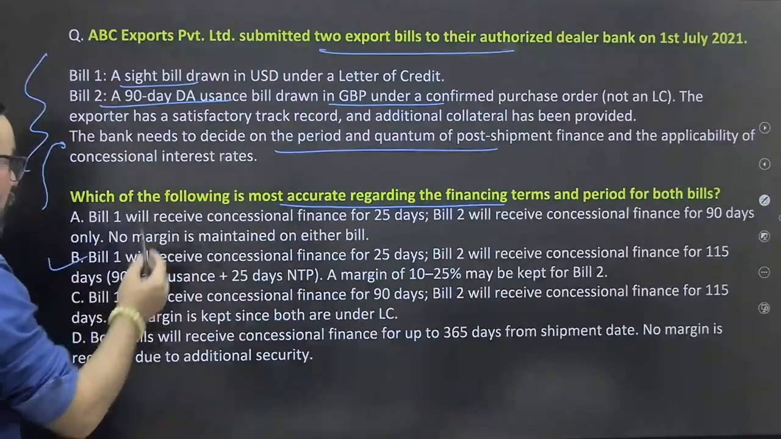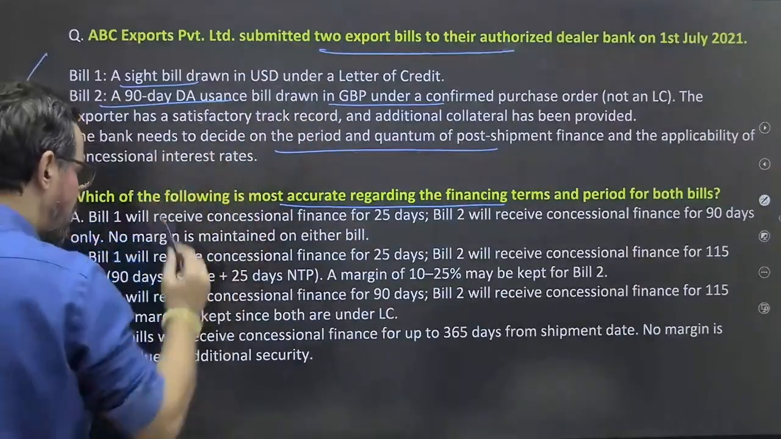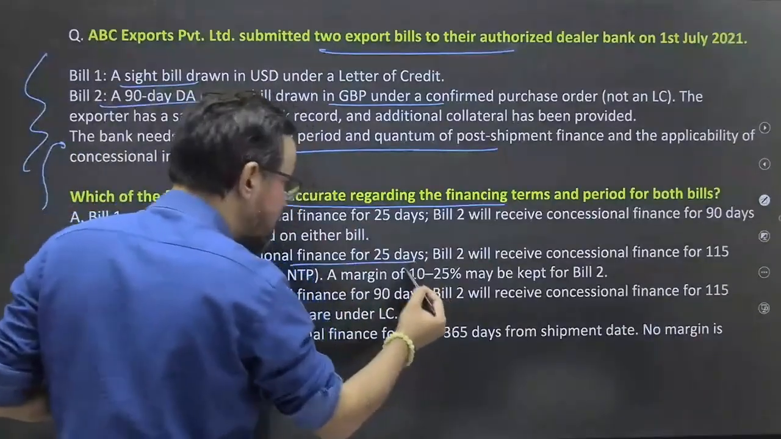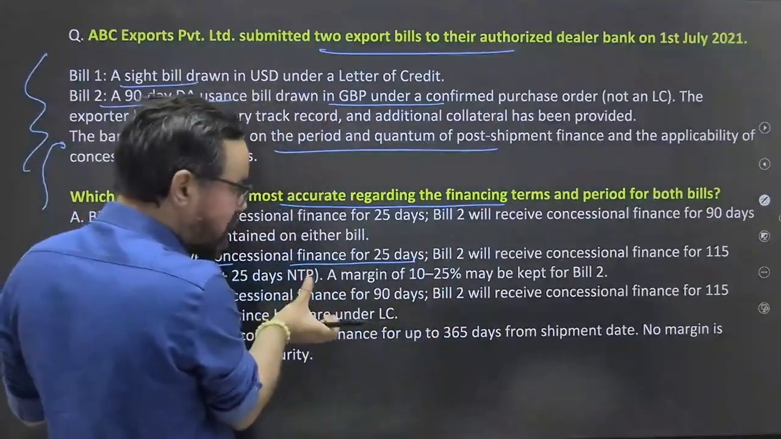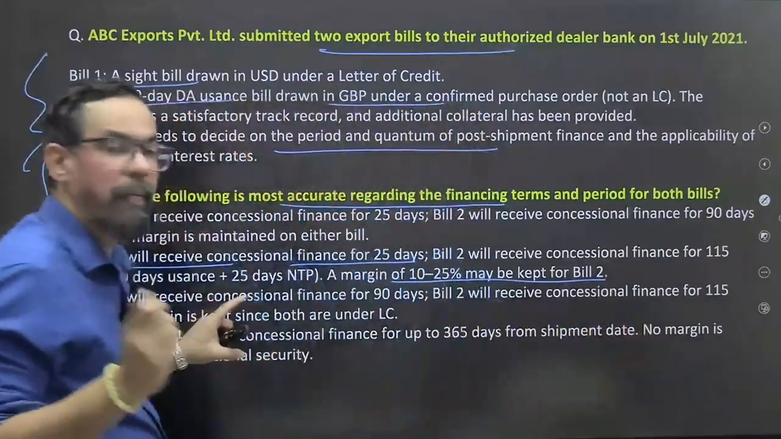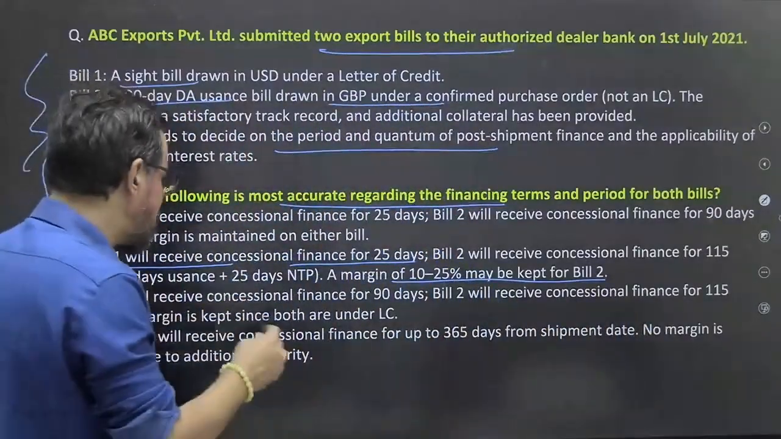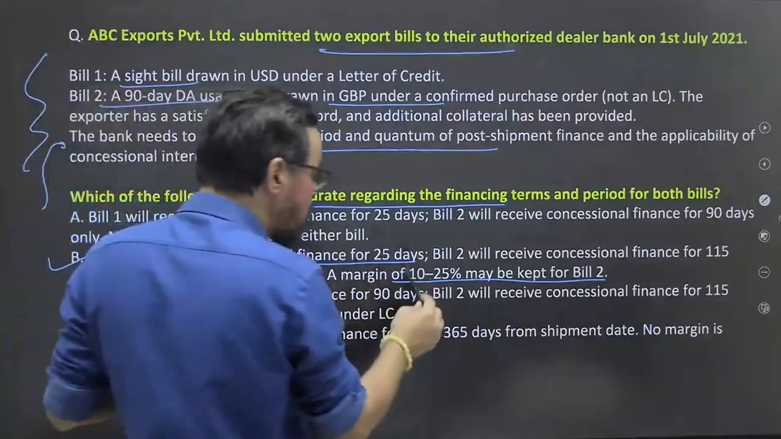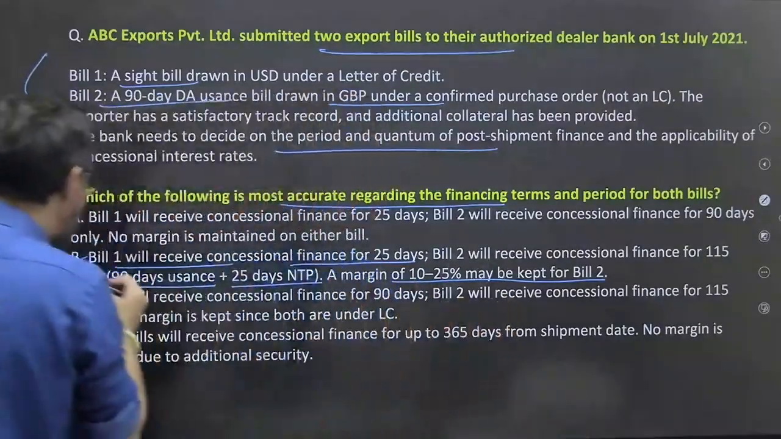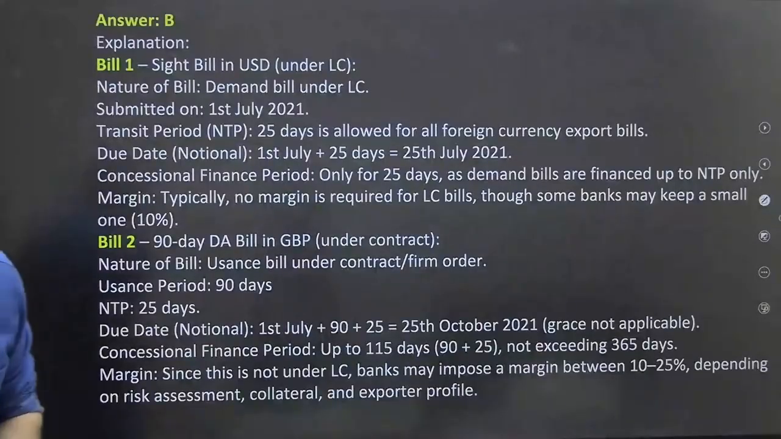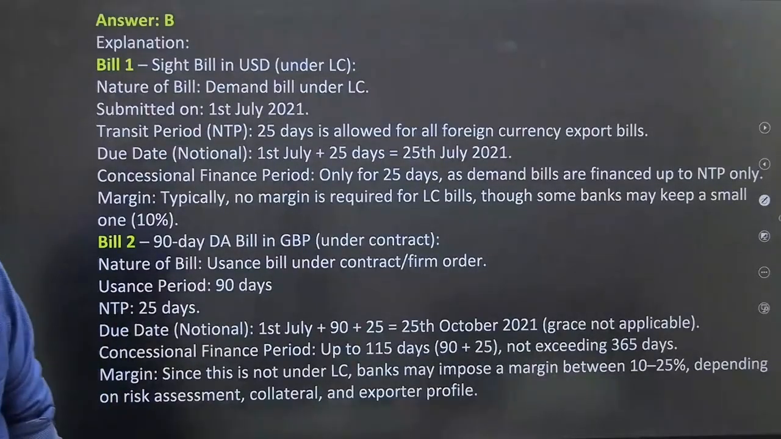See, in this case we can give 25 days, okay. So bill 1 receives concessional finance for 25 days. Now these two statements are similar, but a margin of 10 to 25% is kept for bill 2, 115 days, which includes 90 days Usance plus 25 NTP, okay. So as per the rule, option B must be the right answer for this particular one, okay. Read it once quickly.